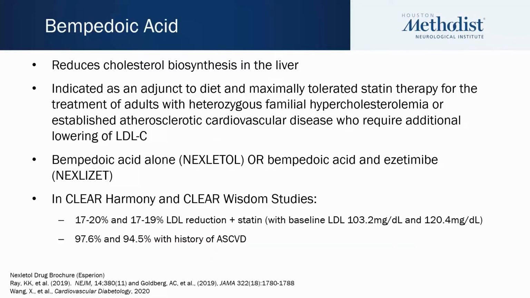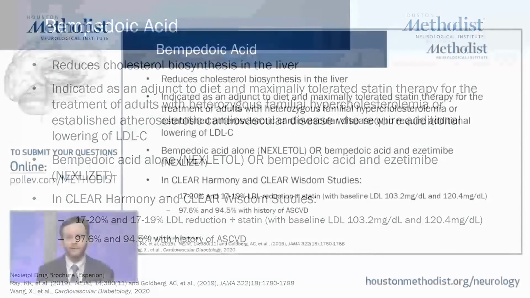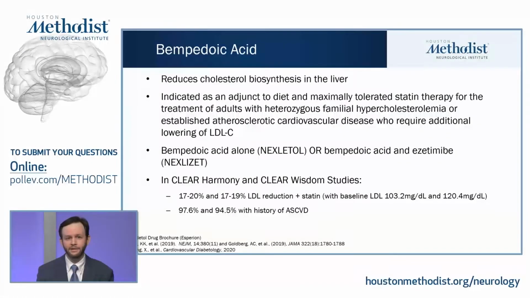Bempedoic acid is a newer medication. It became available in market about a year and a half ago, and it works similar to a statin in that it reduces cholesterol biosynthesis in the liver, but works a little bit downstream from a statin. The FDA indication is an adjunct to diet and maximally tolerated statin therapy for treatment of adults with heterozygous FH or established atherosclerotic cardiovascular disease who do require additional lowering of LDL. There are two options: bempedoic acid alone, which is called Nexletol, and bempedoic acid plus ezetimibe, which is called Nexlizet.